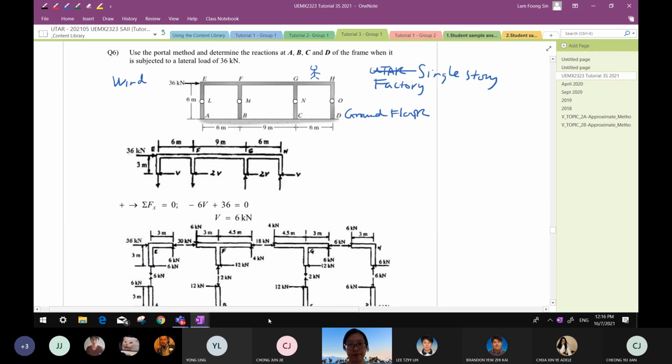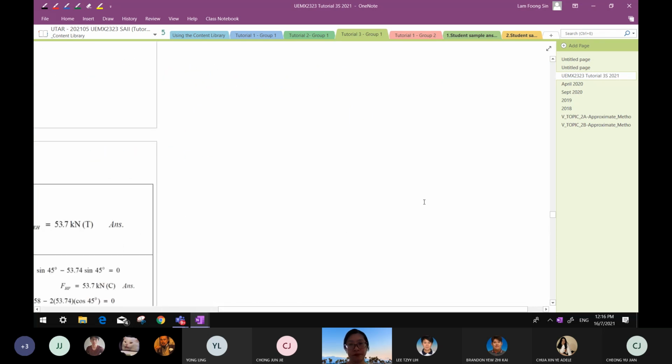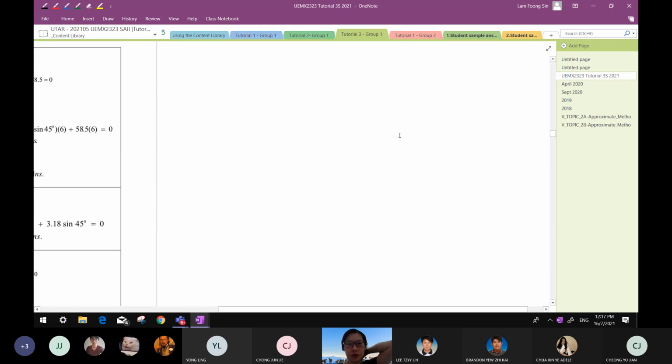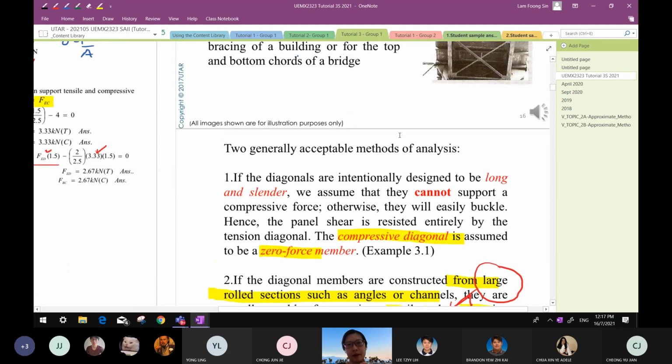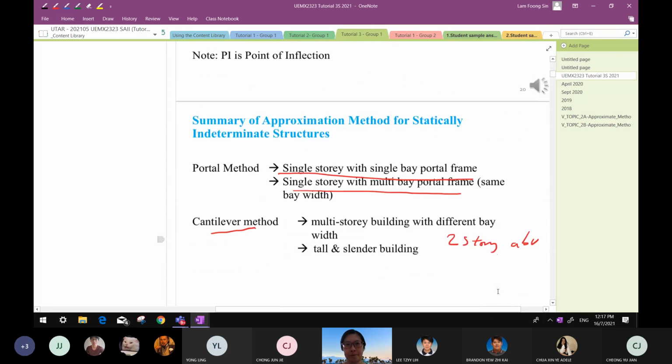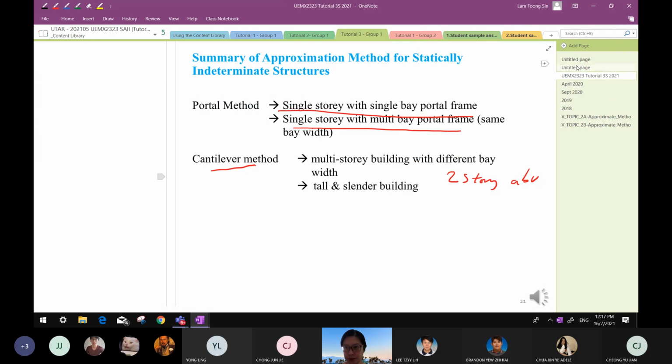Then if you have a single story, I think there is a note at the end of the summary. So how do you know when you're going to use the Portal method or the cantilever method? You have a single story, single bay. You have a single story, multi bay. As soon as you have a single story, then you use the Portal method. And you're going to use the cantilever method when you have multi story. So more than one story, two stories and above. Right? You can use the cantilever method. So let's go back to our thing.